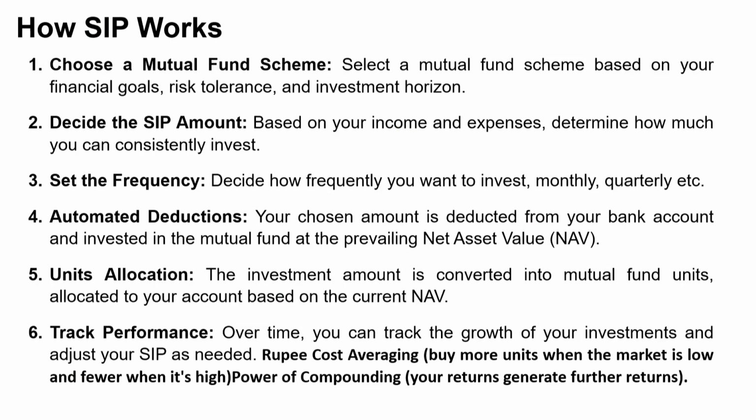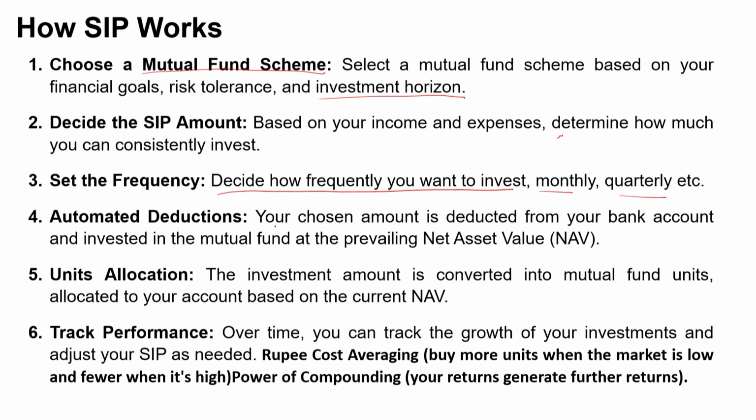So how does the SIP work? You need to first choose a mutual fund scheme depending on your financial goal, your risk bearing capacity and your objectives related to the investment time horizon. Then you need to decide the amount of SIP. Suppose how much money you want to invest. If it is 500, 2000 or 10,000, you can decide it. Then you need to set the frequency, how frequently you want to invest. That means you can start with a monthly contribution, quarterly contribution, or you can divide it on a 6-month contribution basis.